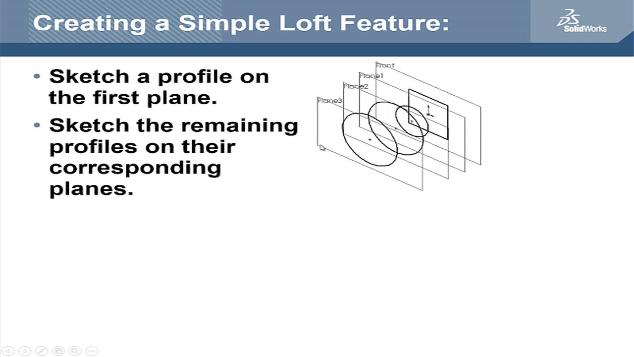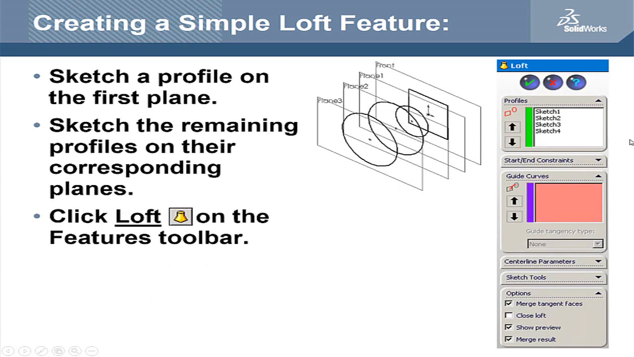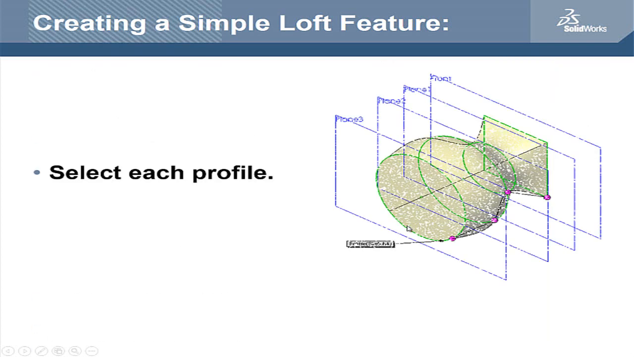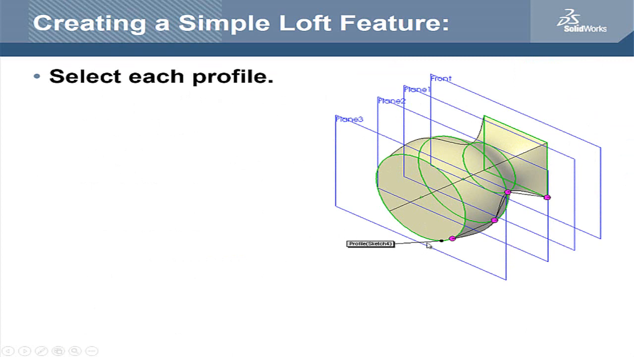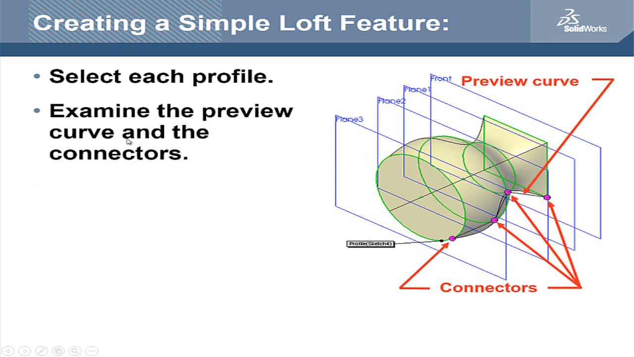square on these planes. Click the Loft feature on the Features toolbar, Loft. Select each profile, so you click on the corner here, click, click, click, click. You want to make sure that you have approximately the same space where you select each profile. If you clicked here and then clicked over there, you would get a twisted, warped loft.